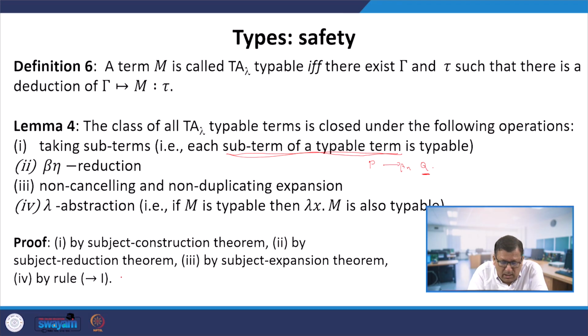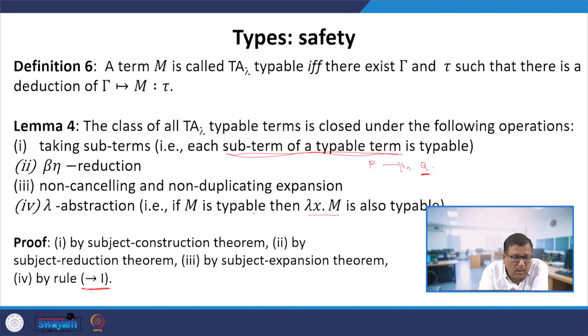So by the subject expansion theorem, Q is given and we have to find the type of P. The condition that we have is non-cancelling and non-duplicating expansion, so the subject expansion theorem gives us that this will be closed. And then the last one is lambda abstraction. If M is typeable, then the abstraction lambda x dot M is also typeable. This is coming from the arrow I rule, the arrow introduction rule of TA lambda. So therefrom we get that it is typeable.